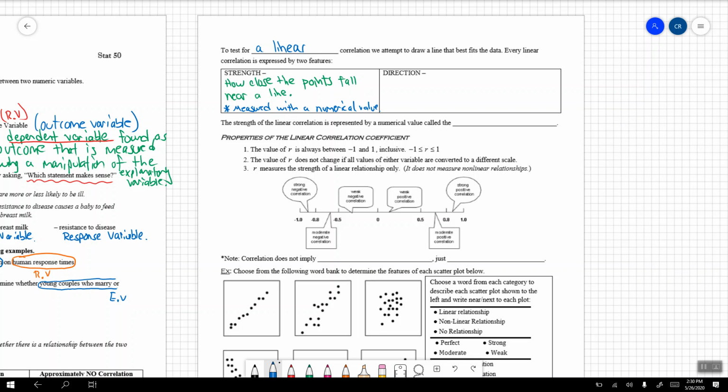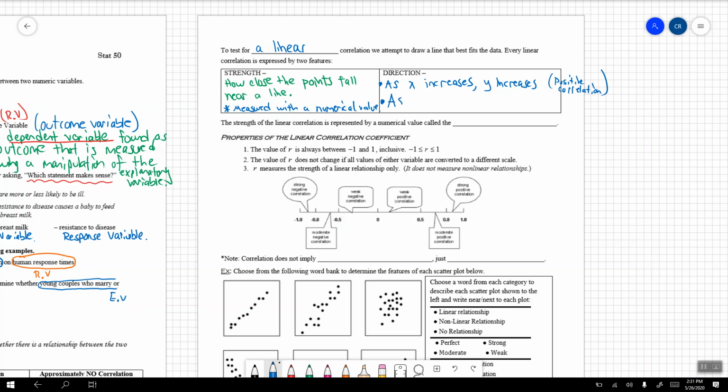Next we want to look at direction. We want to see what the direction is for this correlation, if a correlation does exist. As the x values increase, y also increases. This is going to give us a positive correlation. That was one option.